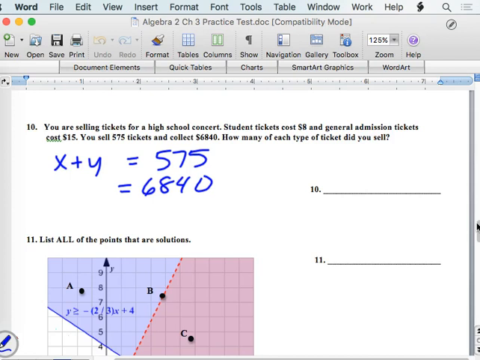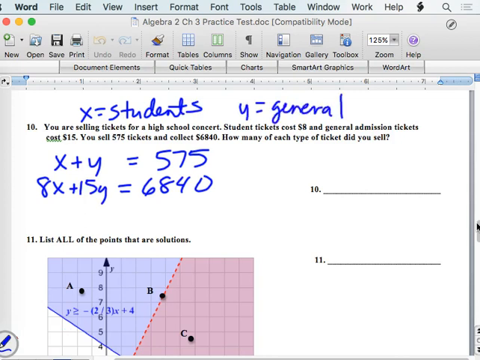General admission is paid, student is paid, general admission is paid. Okay, so I'll make x equal the students, and y will equal the general admission. $8 per ticket, $15 per ticket. Are we going to solve this any differently than we did the last one?